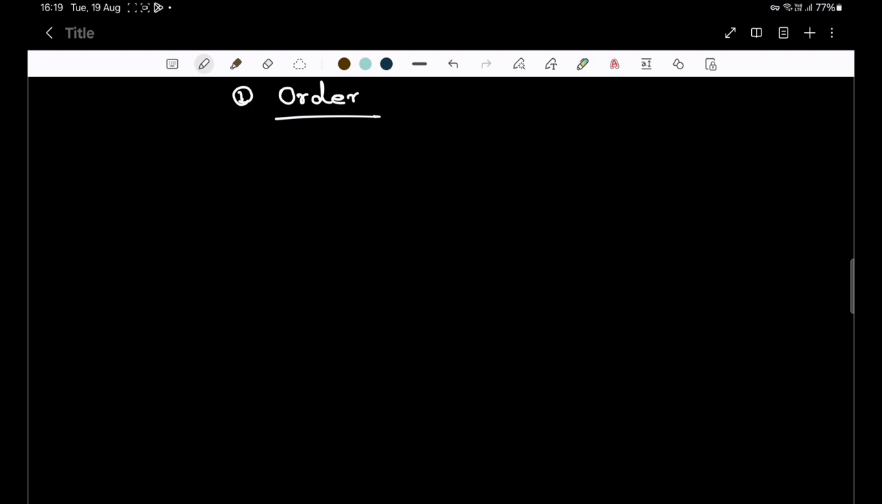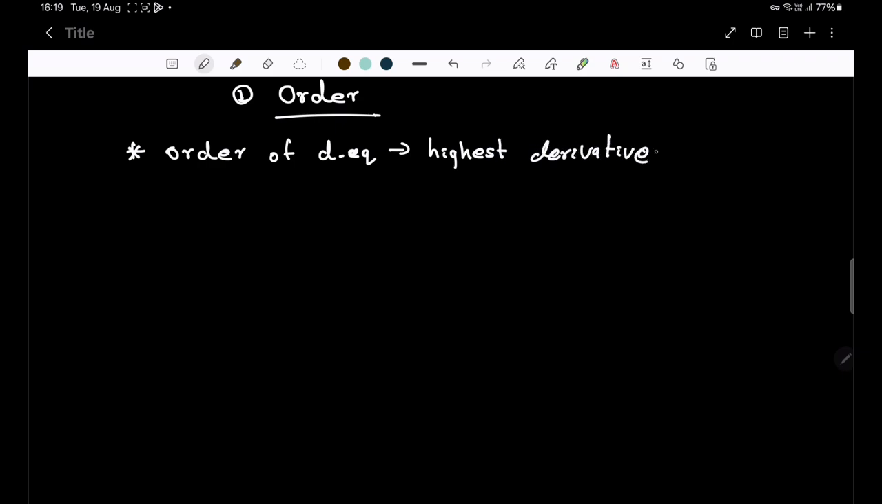What is the order of a differential equation? The order of a differential equation means the highest derivative of the differential equation.